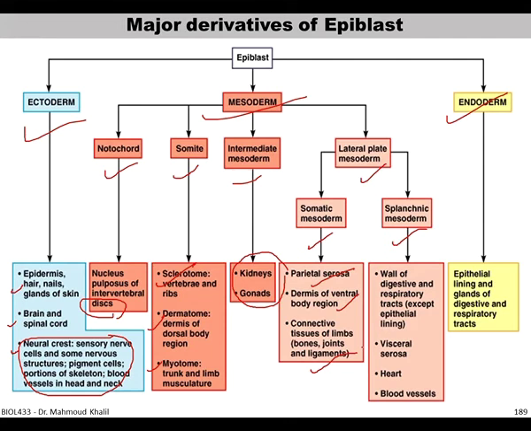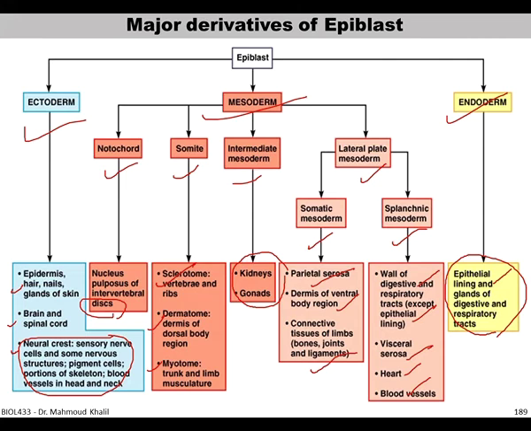The splanchnic mesoderm gives the wall of the digestive and respiratory tract, except the epithelial lining, the visceral serosa, the heart, and the blood vessels. The endoderm gives the epithelial lining and the glands of the digestive and respiratory tract. By this slide, we finish the mammalian development.